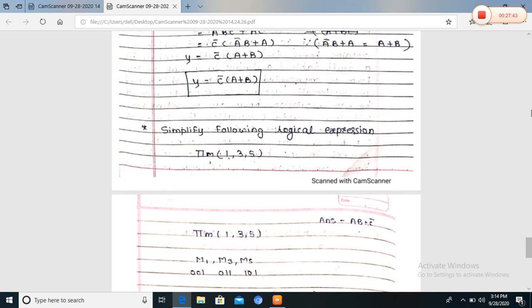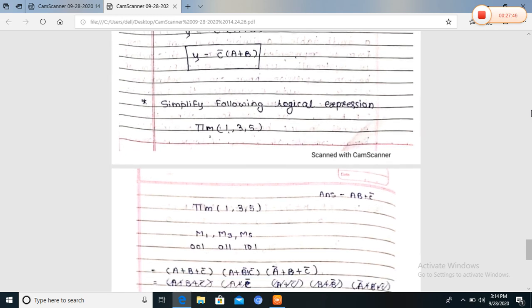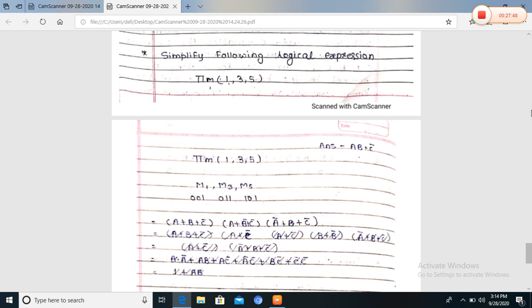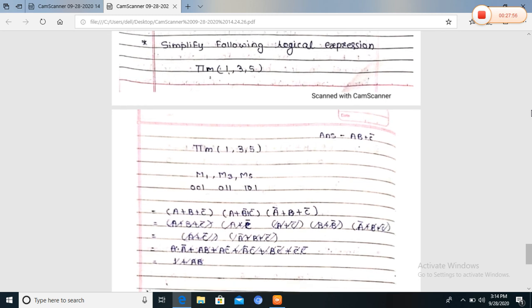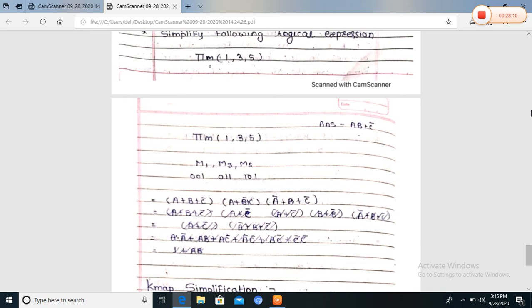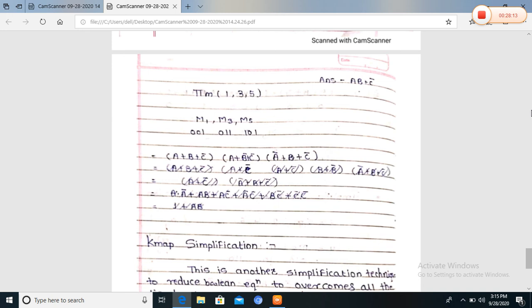Next example, simplify the following logical expression. That expression is Pi m of 1, 3, 5. Pi m indicates that these are the max terms. From the max terms we find the POS expression, the standard POS. In the second example, the expression is a standard POS, but from the standard POS we find the max terms, and from the max terms we find the expression, as in the standard POS. So Pi m indicates these are the max terms, and the expression is required in standard POS form.